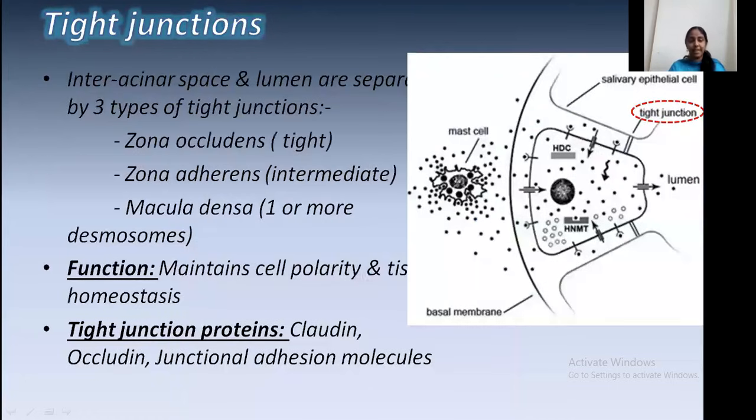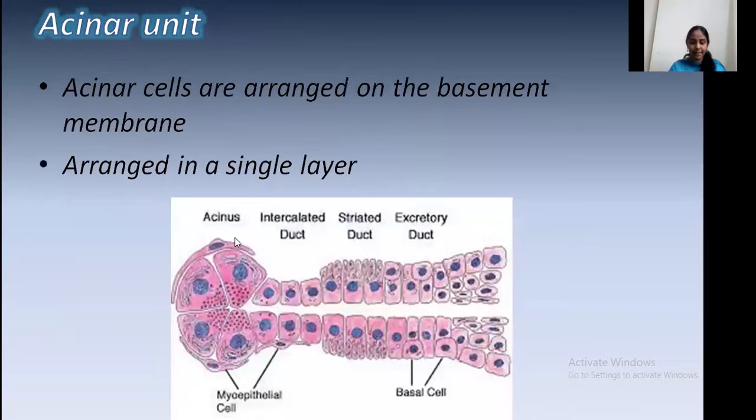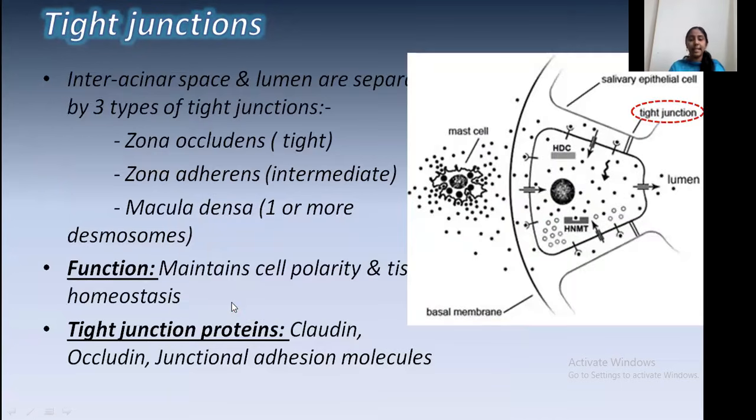Now, tight junctions. Interacinar spaces and the lumen are separated by 3 types of tight junctions. You can see in the previous image, interacinar spaces. This is 2 acinar cells. Interacinar spaces and the lumen. Lumen is the central area. They are separated by 3 types of tight junctions. They are zonula occludens, which is tight, zonula adherens, intermediate, and macula adherens, which is 1 or more desmosomes.